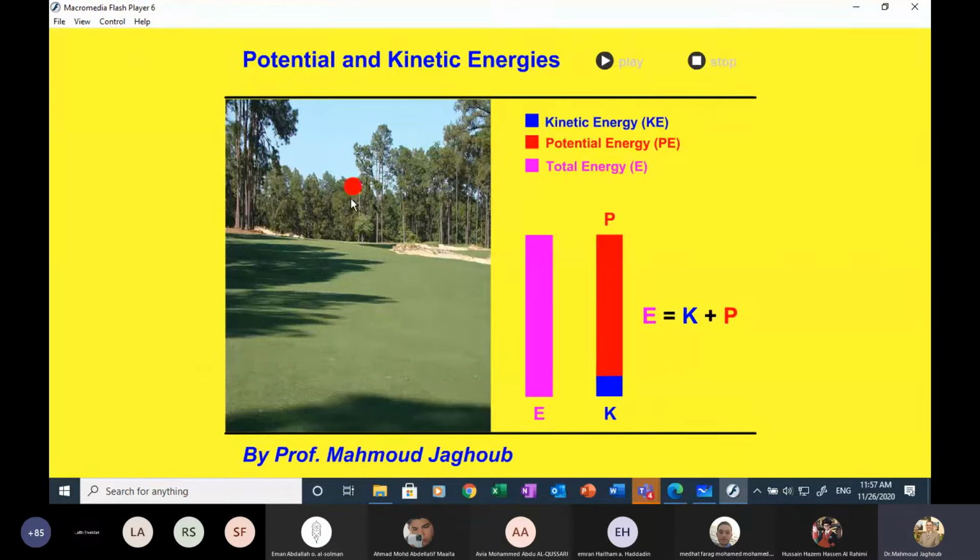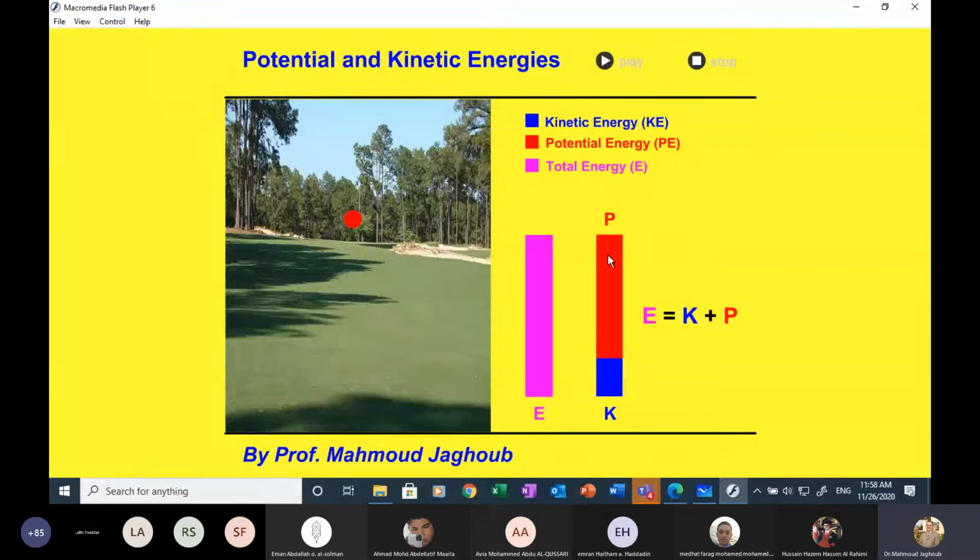As it moves up, what increases? Kinetic or potential? Potential increases as it's moving up. Now it's moving up, meaning potential increases and kinetic what? Decreases. Look at this. In red, the length of this bar means potential energy. The red bar means potential energy. And the blue bar, what does it mean? Kinetic energy. Now as it moves up, potential increases, meaning the length of the red bar increases, and the length of the blue bar decreases.